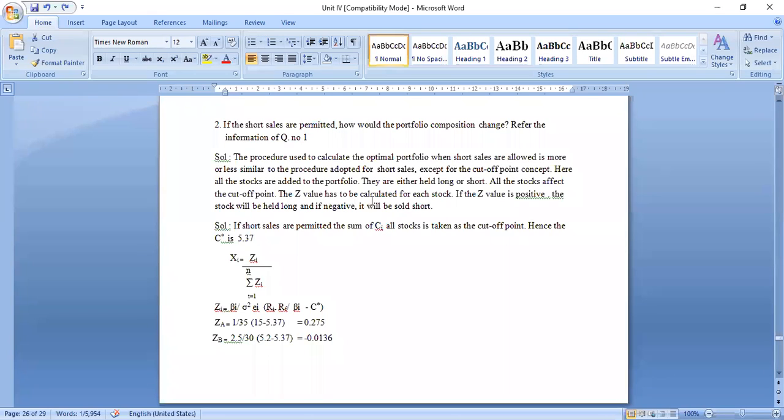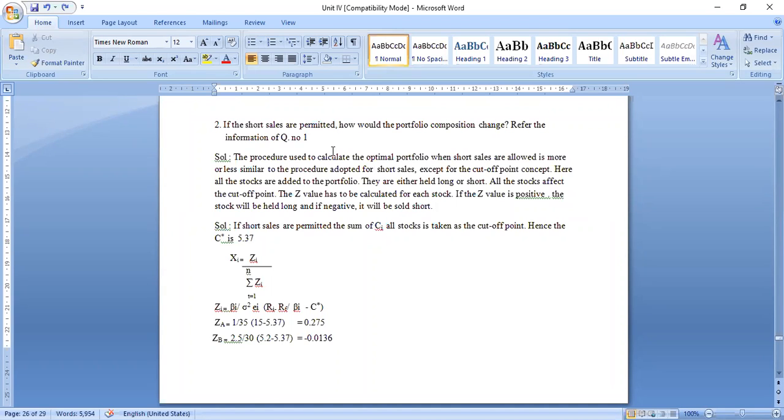So the Z value has to be calculated for each stock. Now here in the previous problem we had ignored security H because it is below the cutoff point, and all the values above 5.42 were considered for calculation. Above the 5.42 all the securities were taken. So if the Z value is positive, the stock will be held long, and if it is negative it will be sold short. So this is what we are going to conclude, and this is only slightly different from the problem without short sales.